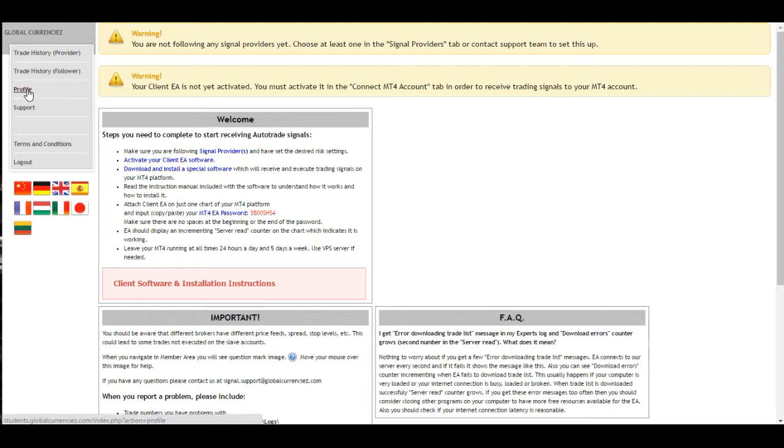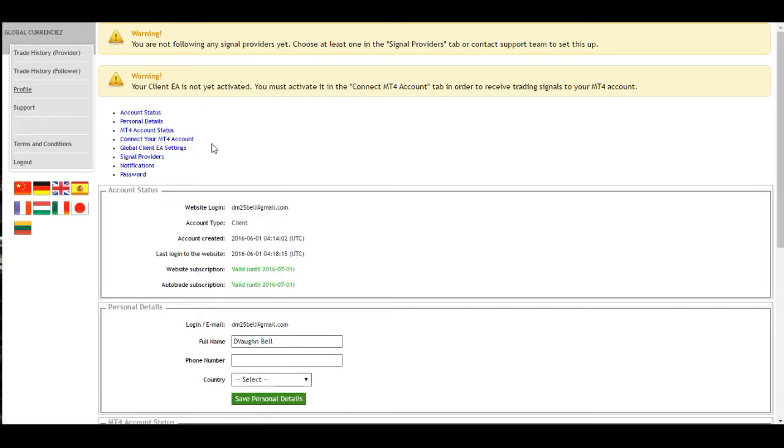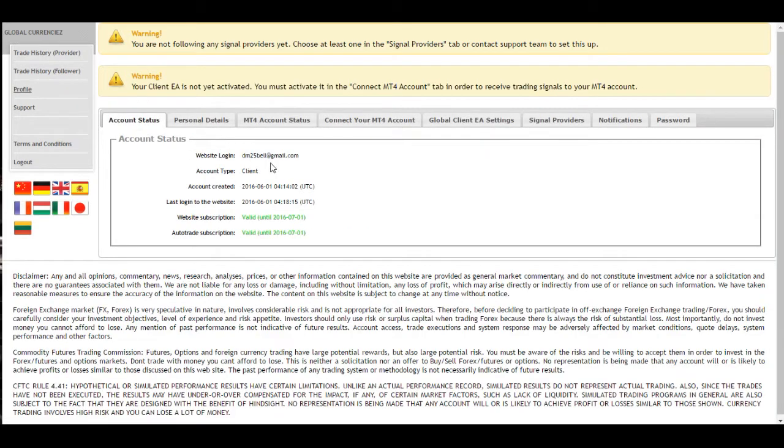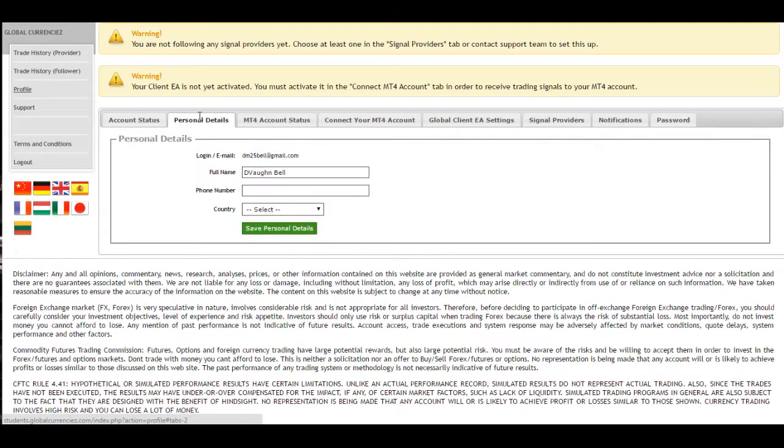All right, so right now we're gonna go over here to the top left. We're gonna hit profile, and I'm just gonna walk you through the tabs real quick. All right, so account status has my basic information. It tells me how long my subscription is. So, once you pay, that date that you paid, it'll be valid until the next month on the same date. All right, personal details. Your phone number isn't really required here. So we don't have to worry about any of this. We have the information that we already need in there.